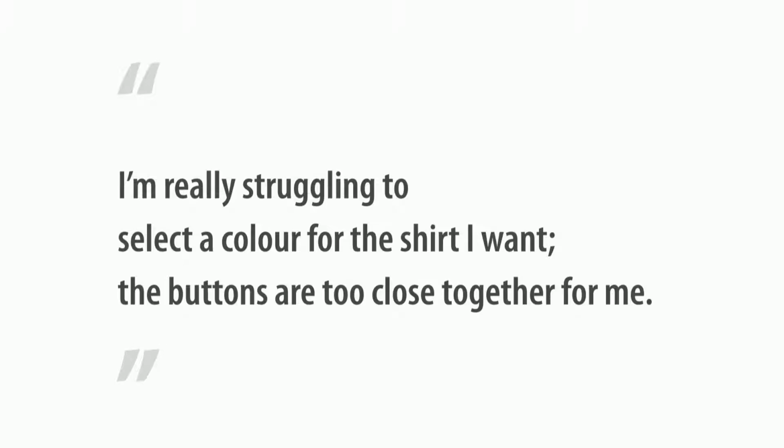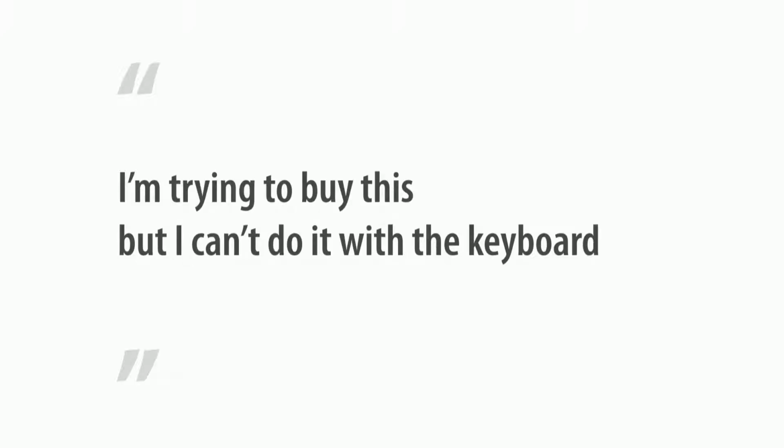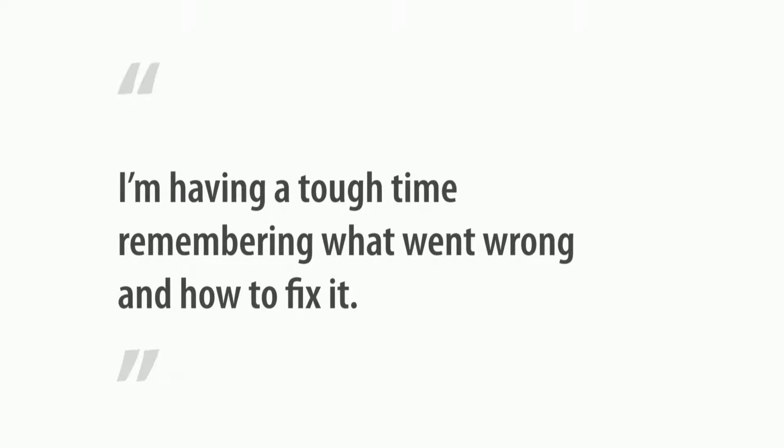I'm really struggling to select a color for the shirt that I want. The buttons are too close together for me. I can't seem to change the size of the text. I'm trying to buy this, but I can't do it with my keyboard. I can't quite understand this video. There's too much background noise, and there's no captions. I'm having a tough time remembering what went wrong and how to fix it.